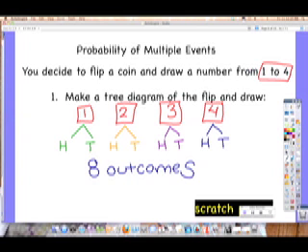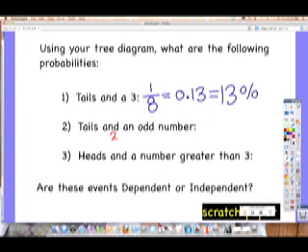Okay, heads and a number greater than 3. Okay, so go back. Oh yeah, because the only number greater than 3 is 4, so it'd have to be 1 out of 8. Good work. Oh, it is the same, so let's just copy it down. So 1/8, decimal, Alyssa helped us, 0.13, and 13%.